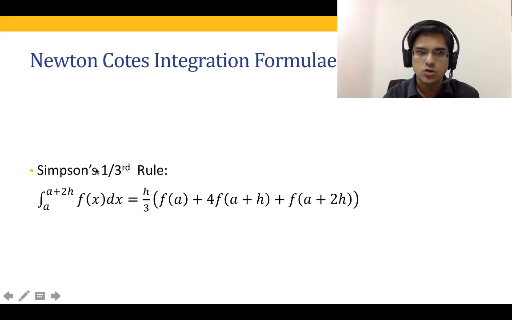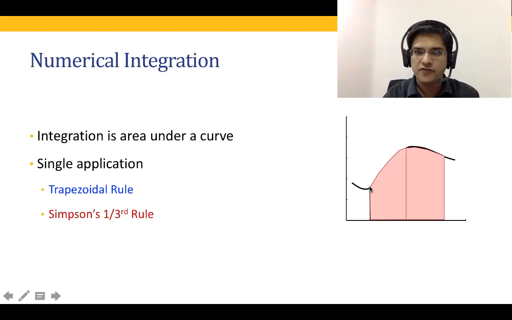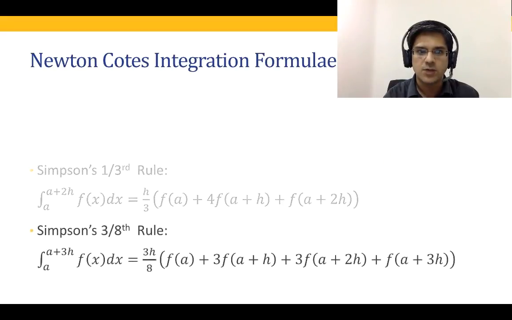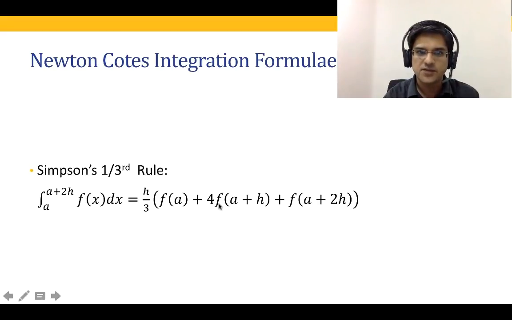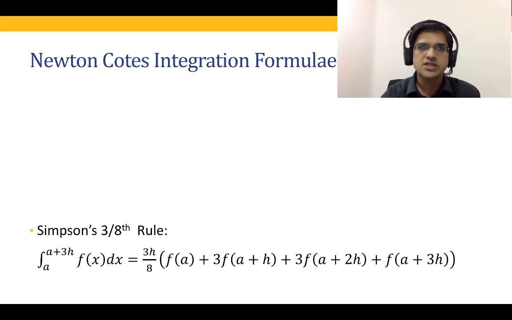The Simpson's one-third rule, given over here, is h by 3 multiplied by function value f of a plus 4 times f of a plus h plus f of a plus 2h. That's what the one-third rule is going to give us: f of a plus 4 times f of a plus h plus 1 times f of a plus 2h. The whole thing multiplied by h by 3 will give us the Simpson's one-third rule. And Simpson's 3/8 rule, for the sake of completeness, I'm just showing over here. We won't cover Simpson's 3/8 rule in this lecture.